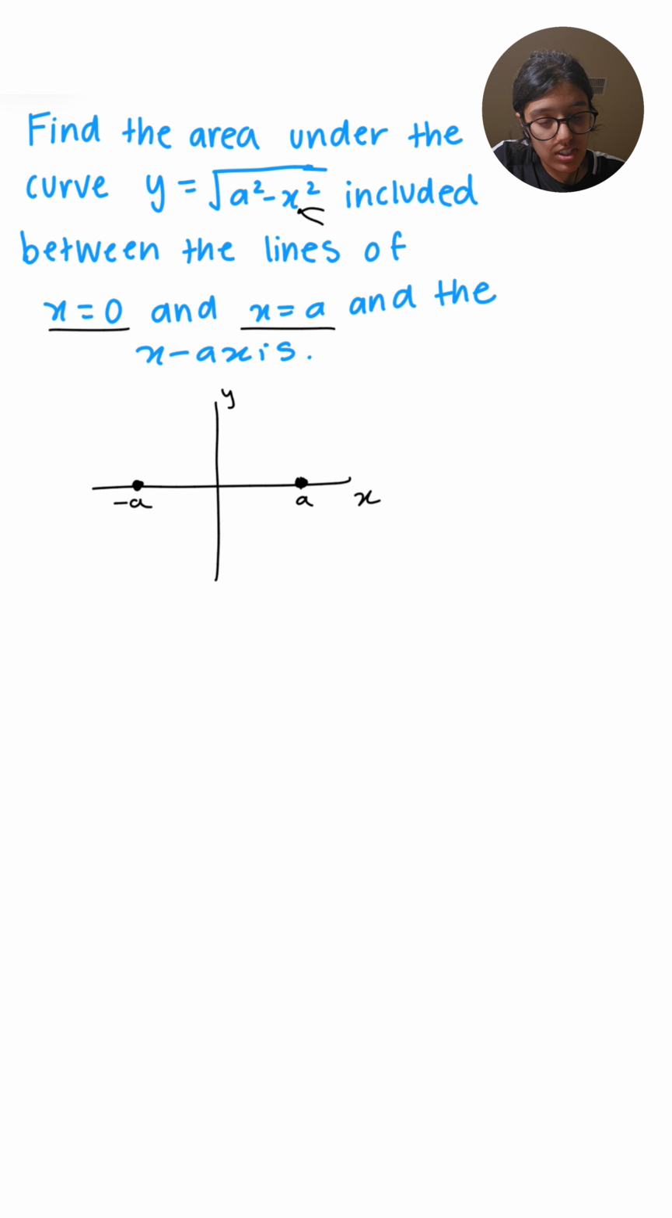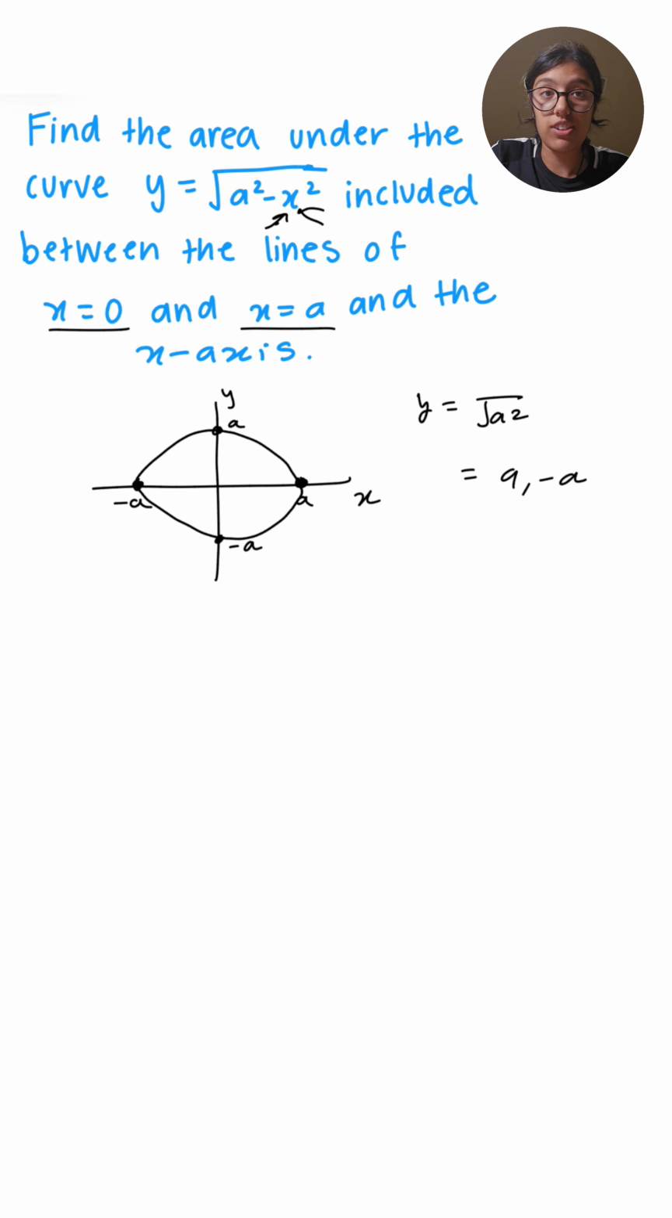Now for my y-intercepts, x has to be equal to 0. If I set x to 0, then y is equal to square root of a squared, and we know that the square root of a squared can either be a or negative a, so we have an a over here and a negative a over here. So our diagram will look something like this. It's definitely not to scale, but that is how it would look.